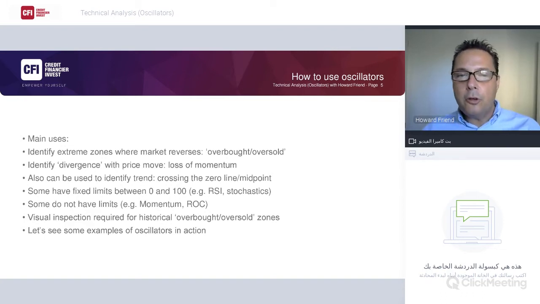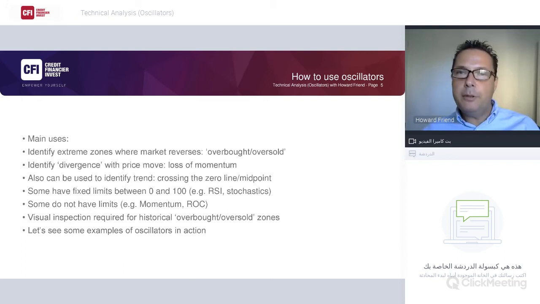We can also use oscillators to identify a trend. So we're talking mainly today about overbought and oversold extremes and mean reversion type trades, but you can also use an oscillator to give you a gauge as to which way the trend is. For example, you can use the zero line in some of the oscillators, for example, the moving average convergence divergence, the MACD, or momentum, or even rate of change. You can use the zero line or the neutral value to give you an indication of the trend.